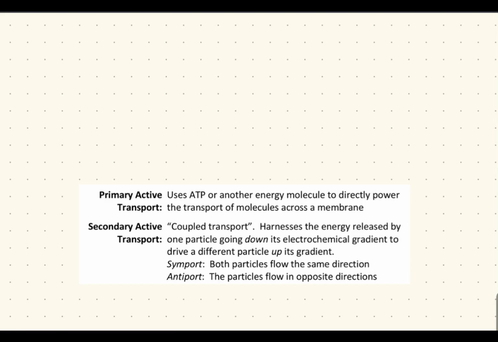Essentially, what it's saying is that primary active transport directly uses the energy from ATP hydrolysis to move molecules across a membrane against their electrochemical gradient. Secondary active transport, on the other hand, uses the energy stored in an electrochemical gradient created by primary active transport to move another molecule against its electrochemical gradient. So essentially, one molecule goes up its gradient, the other goes down. The two types of secondary active transport are symport and antiport.